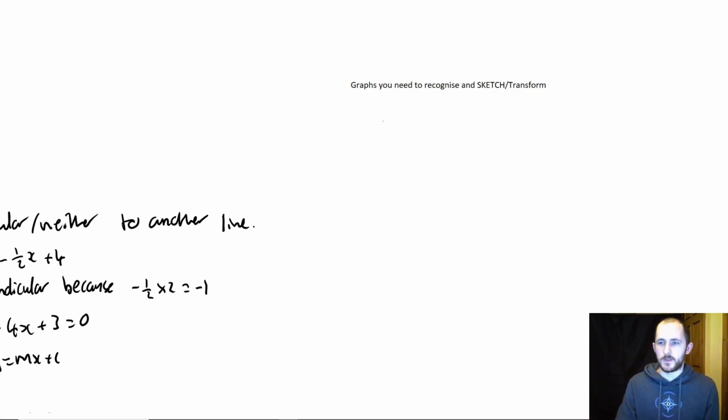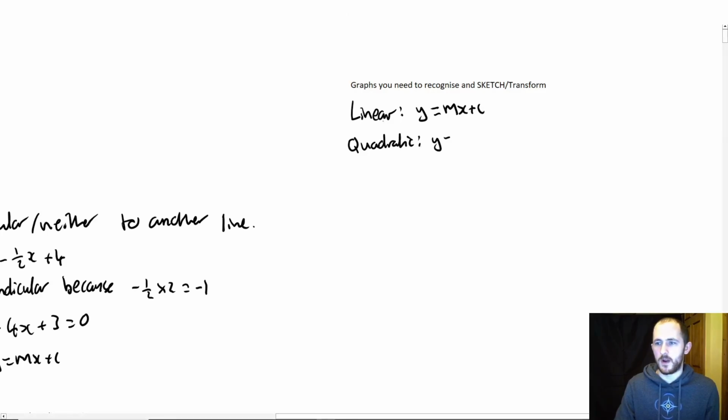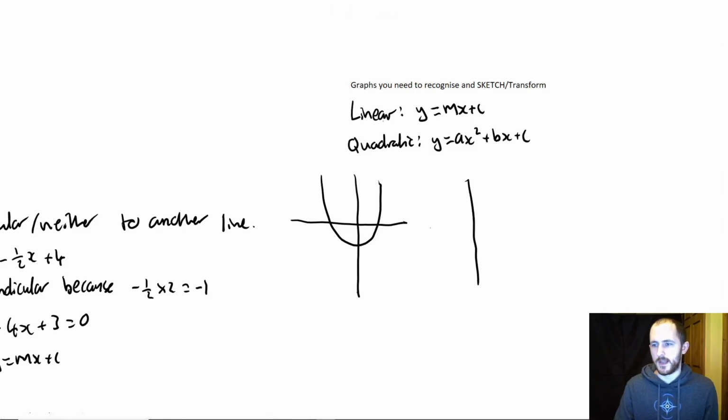So let's start with the obvious one, linear. So you need to be able to sketch and recognize something that looks like this, y equals mx plus c. I don't need to draw that, do I? I think we're pretty okay with that, maybe. The next one is obviously a quadratic. So this is something that I have the formula y equals ax squared plus bx plus c. So again, that can either look like a smiley face, or it can look like a sad face. One thing to note as well is that these graphs, quadratics, are always symmetrical.